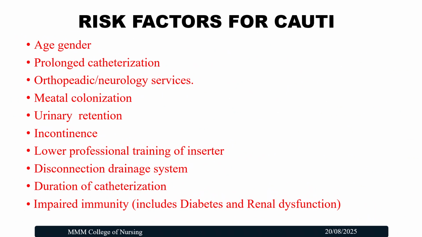What are the risk factors for CAUTI? First one is age and gender. Most old age people and the female gender get the CAUTI infection. And prolonged catheterization: people who have catheterization for long days have a higher chance of CAUTI infection. And orthopedic and neurology services: these kinds of people may be bedridden, so they cannot go for toileting, so they need catheterization.